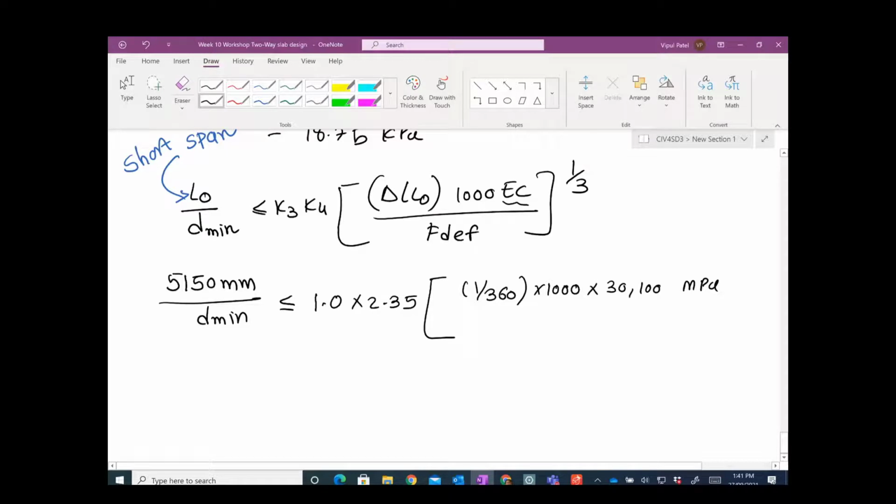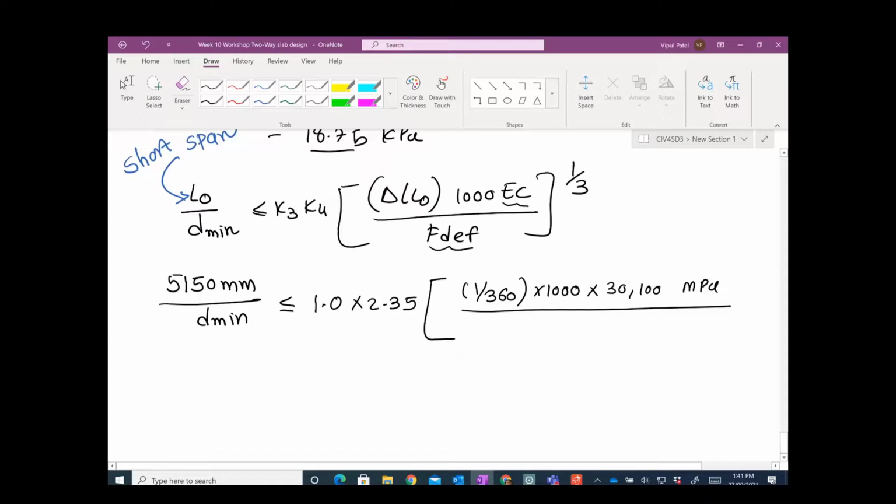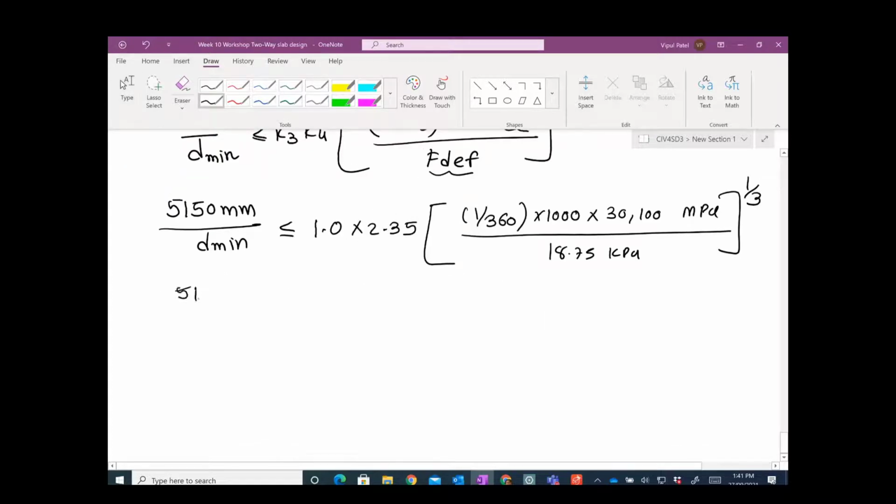Don't play with the unit, as I mentioned. They have done it for us. FD effective in kilopascals, we just calculated, 18.75 kilopascals, and power 1/3. Don't forget this 1/3. So 5150 millimeters over D minimum less than or equal to, let me work this out, 1 divided by 360 times 1000 times 30,100 divided by 18.75 to the power 1 divided by 3, times, I'm putting it in my calculator.